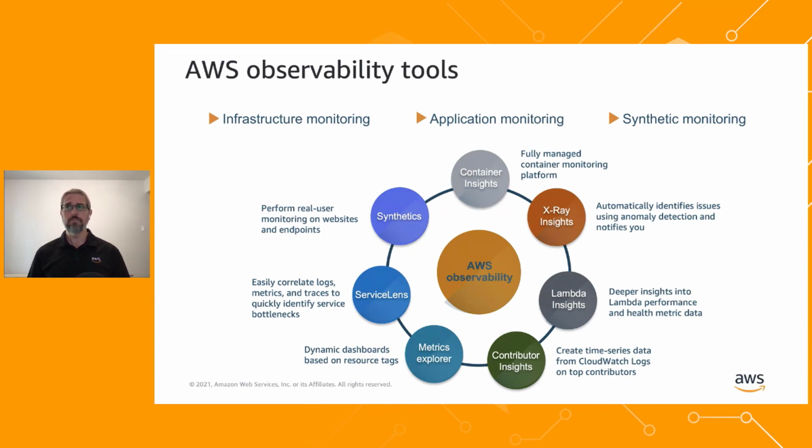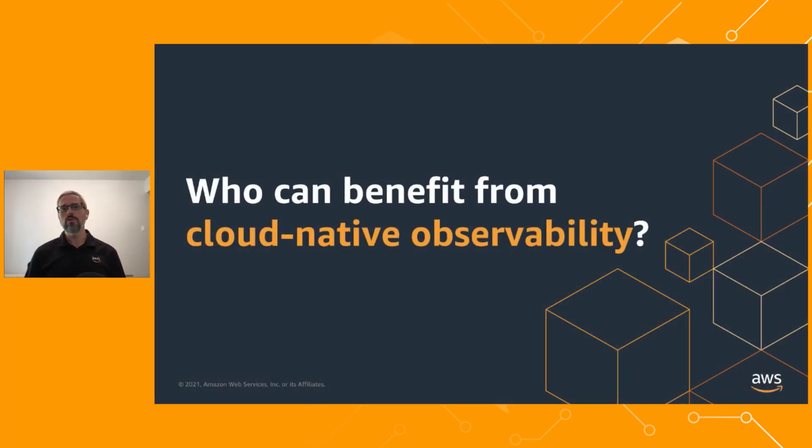On the right side of the circle, you see the insights services, each of which provides automatic cross-application high-level views of our operational health and request throughput. ServiceLens and Metrics Explorer give you powerful visualizations that can target your entire environment, or alternatively, drill into the metrics and health of a single service as it interacts with the other services that you operate. So who can benefit from cloud native observability?